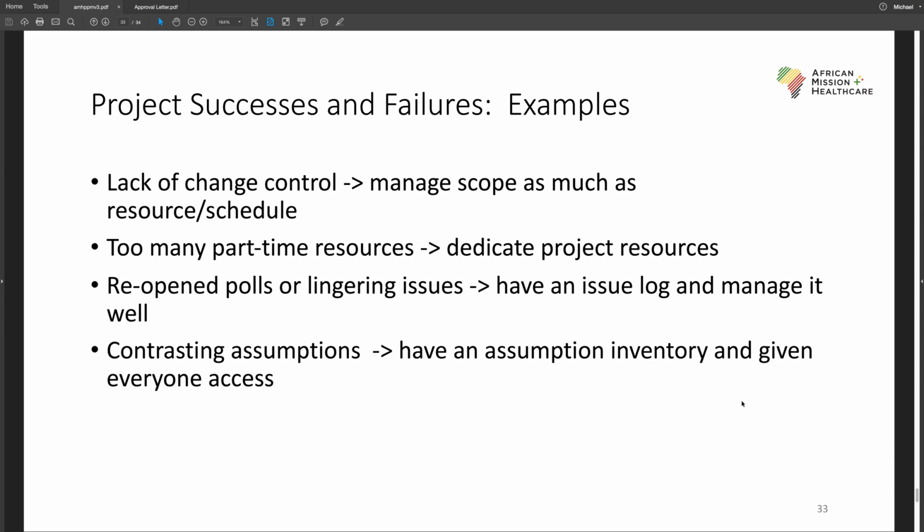But let me just give you four examples, and I won't go into infinite detail on them. But the first one is lack of change control. So managing scope as much as resource and schedule.